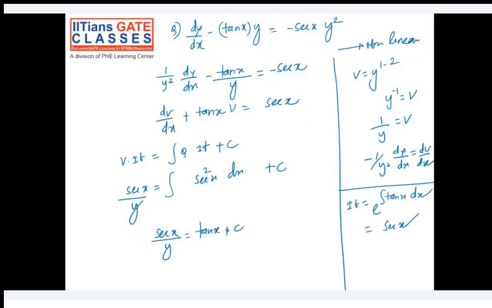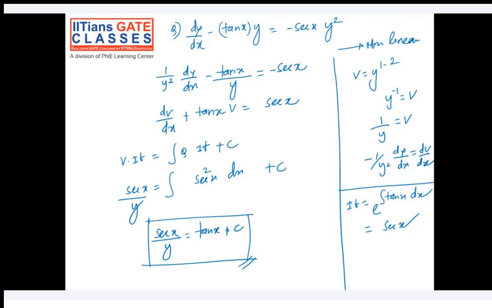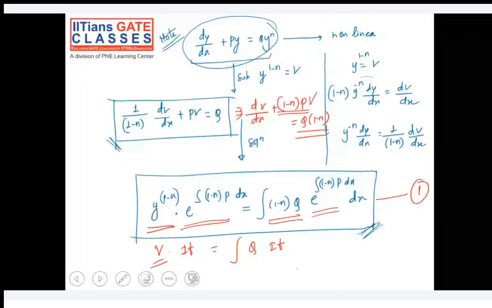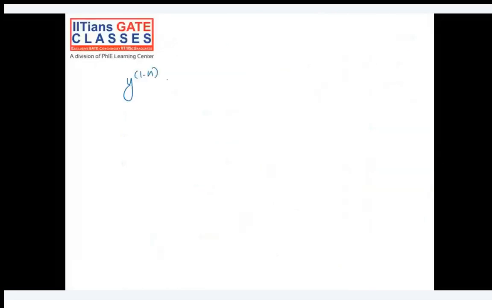Sec x by y equal to tan x plus c is the final answer. Is it clear to you all? So either you can solve the problem like this step by step without any confusion, or if you are good at remembering the formula, what was the formula I have given? This formula: y raised to the power 1 minus n into e to the power integration of 1 minus n into p dx is equal to integration of 1 minus n into q into e to the power integration of 1 minus n p dx.